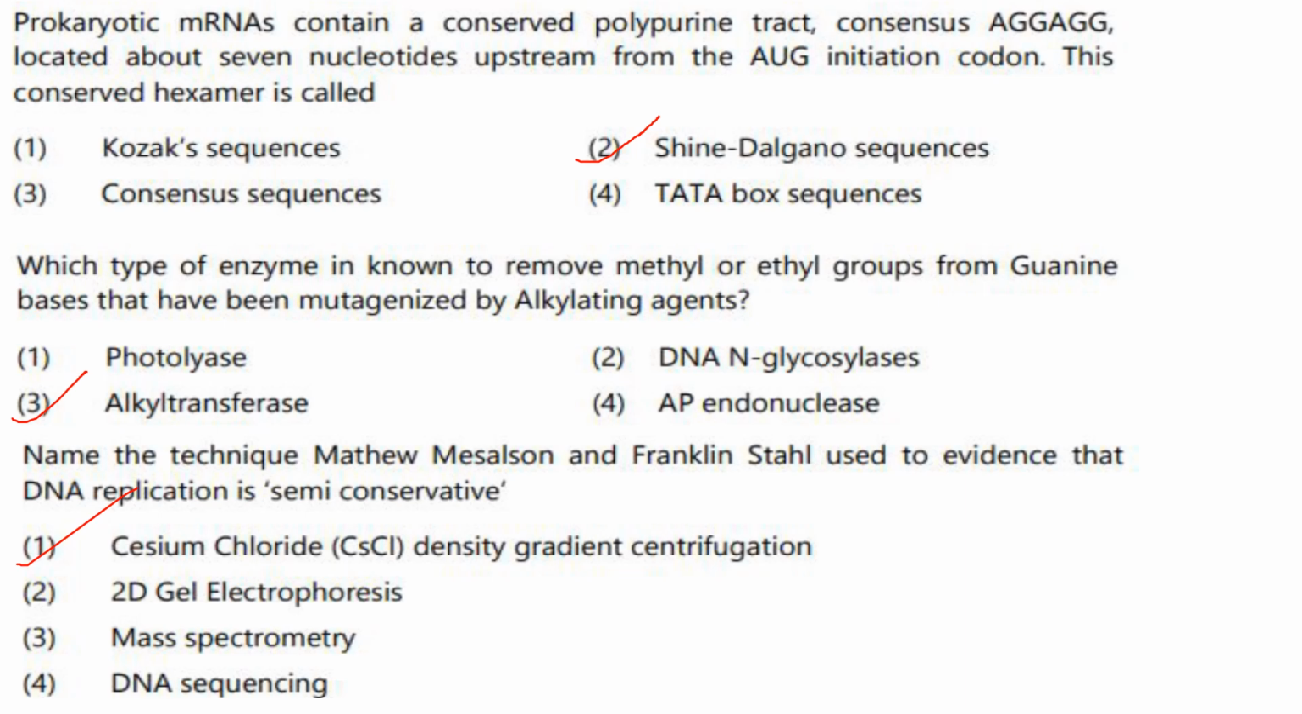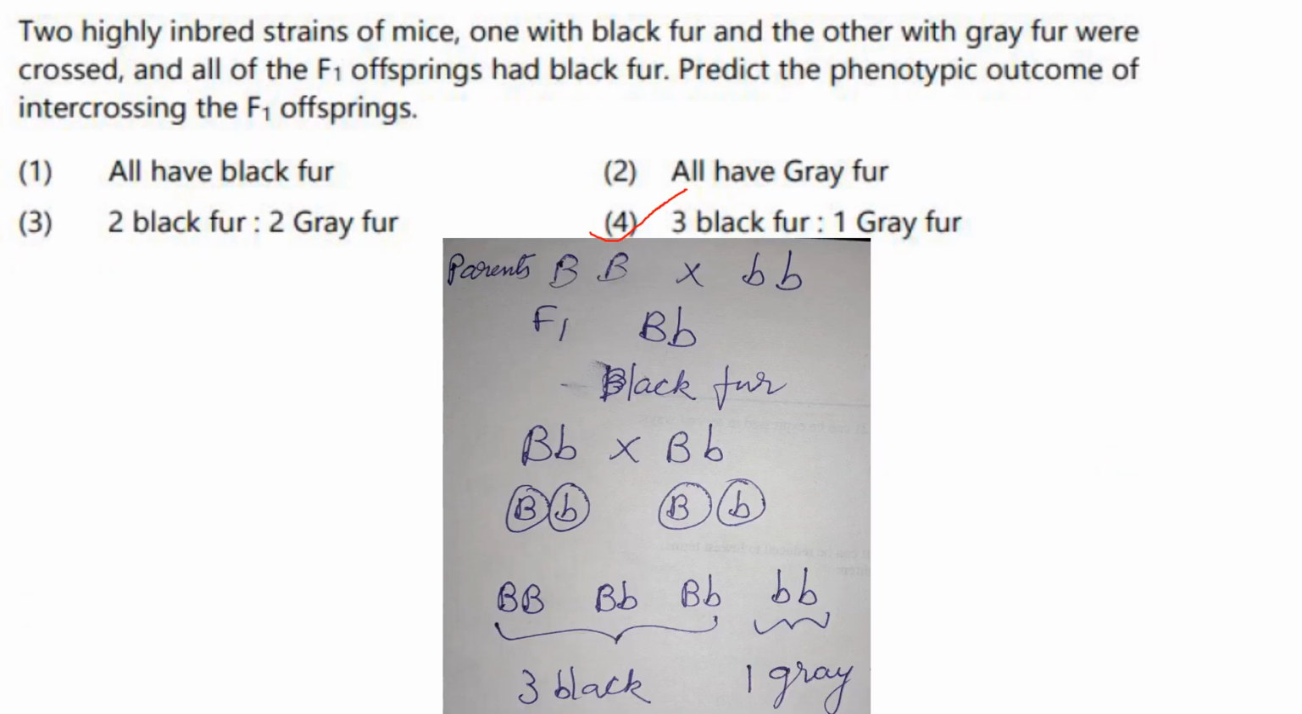Then next one, name the technique Matthew Meselson and Franklin Stahl used to show that DNA replication is semi-conservative. So this everybody knows. It is cesium chloride density gradient centrifugation. Density gradient centrifugation. Answer is option 1. Then next one.